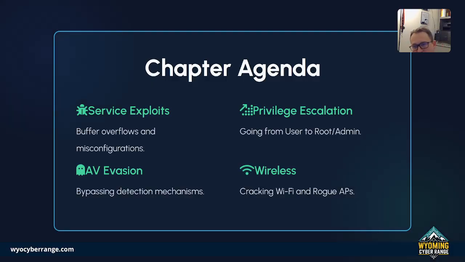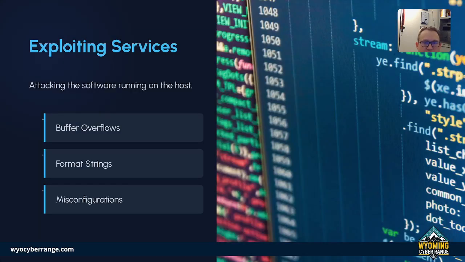All right, so here's our roadmap for today. We're going to cover service exploits, which include things like buffer overflows and system misconfigurations. Then we'll discuss antivirus evasion, and this is how malware itself is going to bypass detection. Then we'll talk about privilege escalation, which is the process of getting from a standard user to an admin or root user. And finally, we'll wrap up with some wireless security, cracking Wi-Fi, and the dangers of rogue access points.